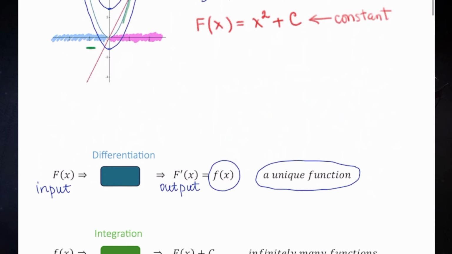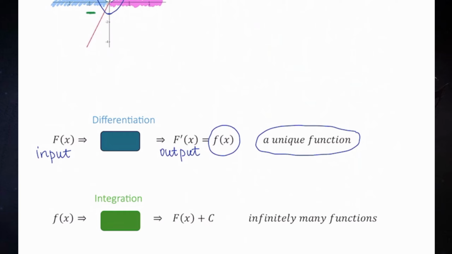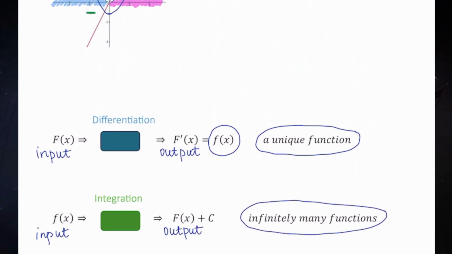There's only one output that we can get here. Now, the reverse operation is integration, where the input is one function, and the output is a whole family of functions. The output is infinitely many, unless we have initial conditions, and that is something that we will discuss in this class. But if we don't have initial conditions, then we don't know what that constant is, so we get infinitely many functions. That is the answer for the antiderivative. So that's one way to think about these two operations.